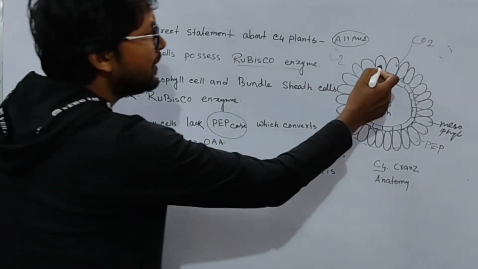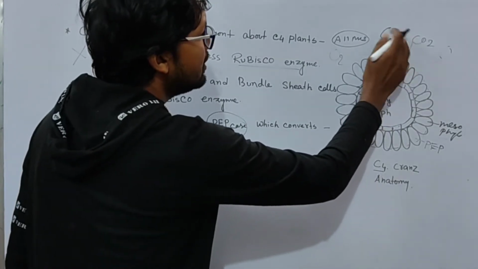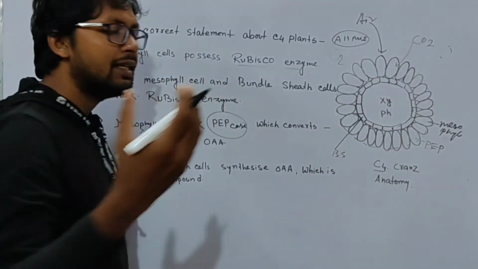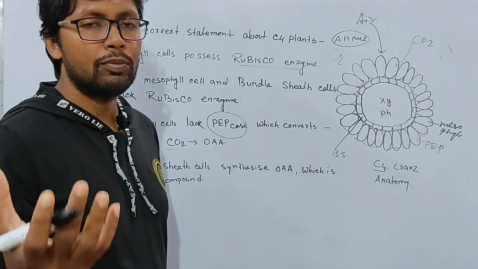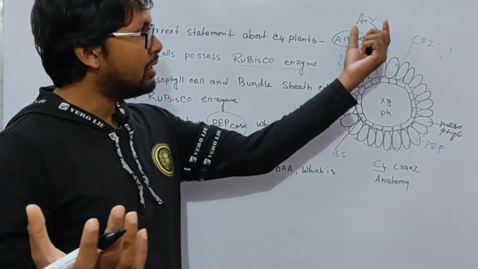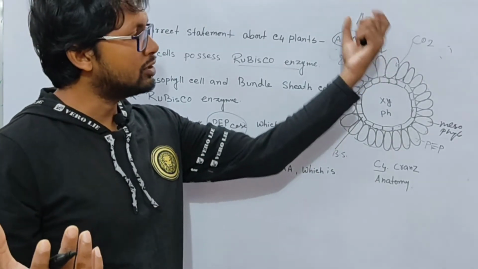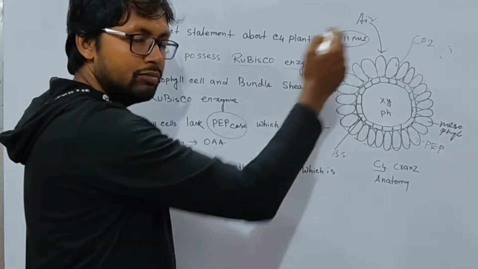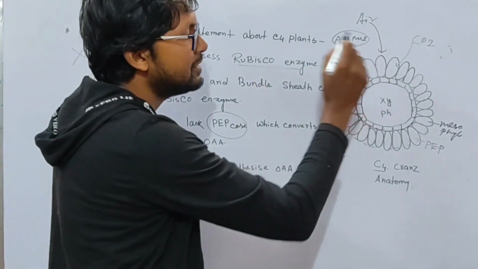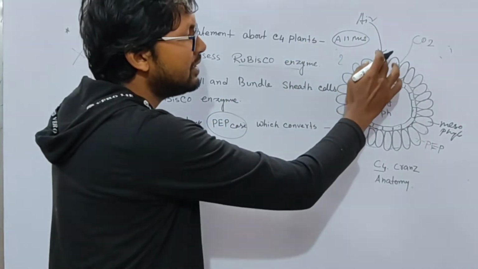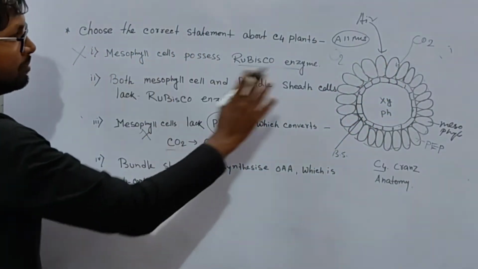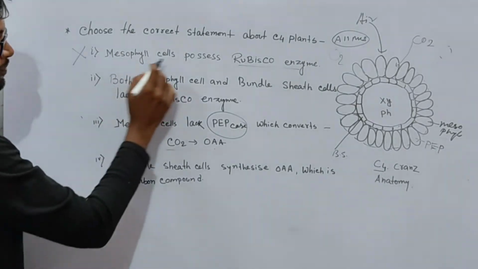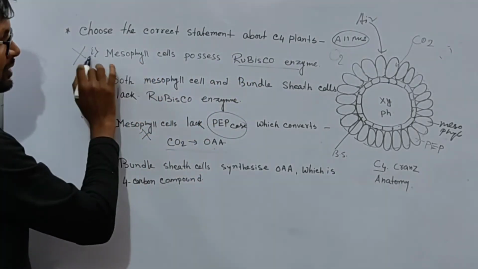Because the mesophyll cell is exposed to the environment, this is air. The air contains a higher amount of oxygen than carbon dioxide. So when air is present, the probability of getting oxygen is higher than carbon dioxide, so the Rubisco enzyme is inhibited here. So they lack the Rubisco enzyme. The mesophyll cells don't contain any Rubisco enzyme. But this is not right.